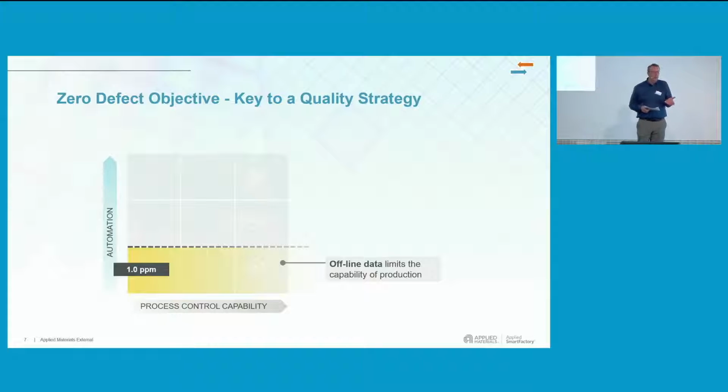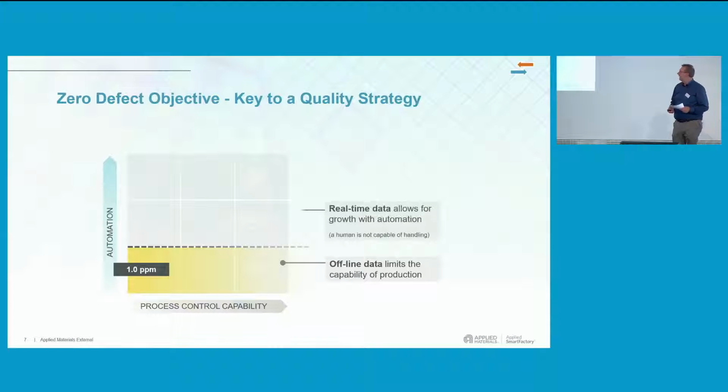One of those is looking at what is the capability of my process, and am I under control with my process? And secondly is, what is my capability of automation? And as we're able to move both of those things forward, we're going to be able to move closer to the zero defect objective. Many of us today still work with systems that are offline, and the data is disconnected. We can only do so much as humans along the way.